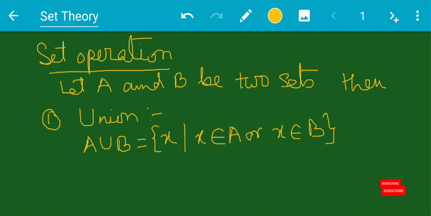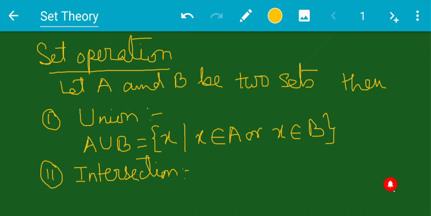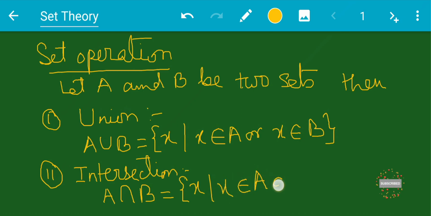So number two, the operation is intersection. What does intersection mean? It is denoted by A intersection B. This is the symbol of intersection. What does it mean? All the x such that x belongs to A and x belongs to B.